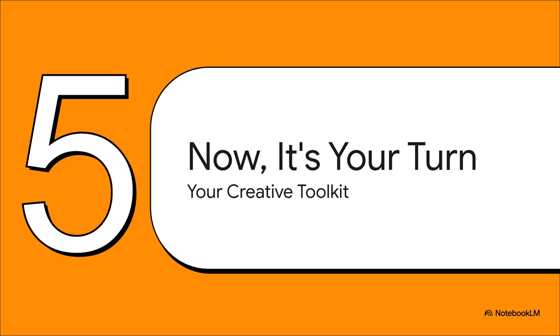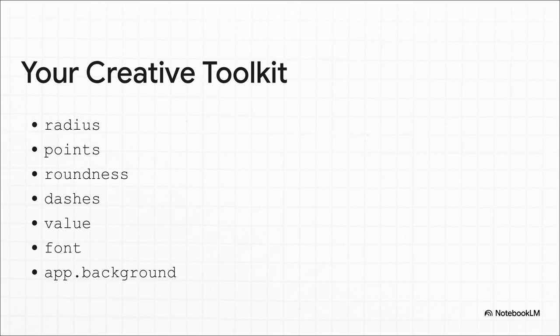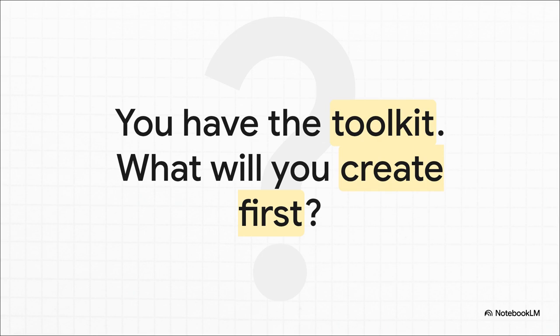So we have covered a ton of ground here, right? We've gone from just drawing static shapes to having dynamic control over pretty much every element on the screen. Let's do a quick recap of the awesome creative toolkit you now have. You now know how to control the radius of circles, the points on polygons, and the roundness of stars. You can make lines dashed, you can change the value and font of your text, and you can command the entire canvas with app.background. These are your new creative building blocks. So what's the big takeaway here? You've got the tools, you've got the knowledge, you now have the power to stop making static drawings and start creating things that are interactive and feel alive. So the only real question left is, what are you going to create first?